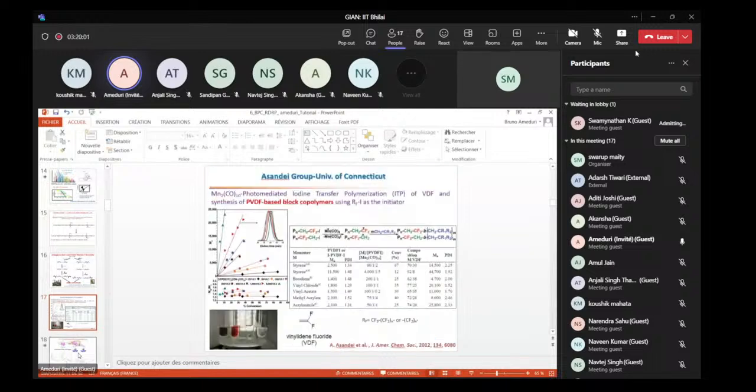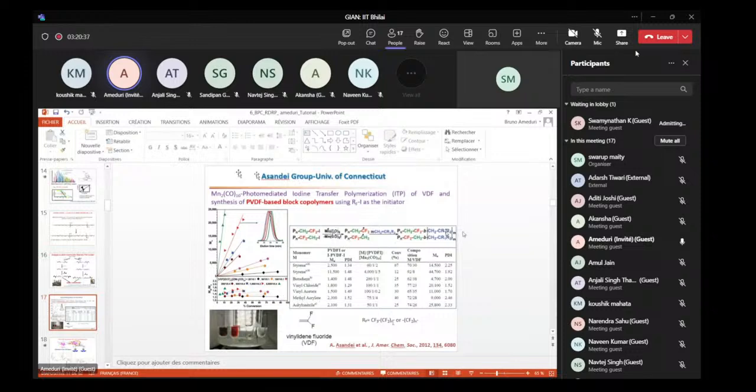We have different projects on that, but I have to move to another possibility, which is the work developed by Asandei in order to make some iodine transfer polymerization in the presence of manganese carbonyl. And this catalyst enabled to trap the iodine to make some radical and to favor the formation of PVDF-I and even to go to diblock copolymers with styrene, butadiene, vinyl chloride, vinyl acetate, methyl acrylate, acrylonitrile.